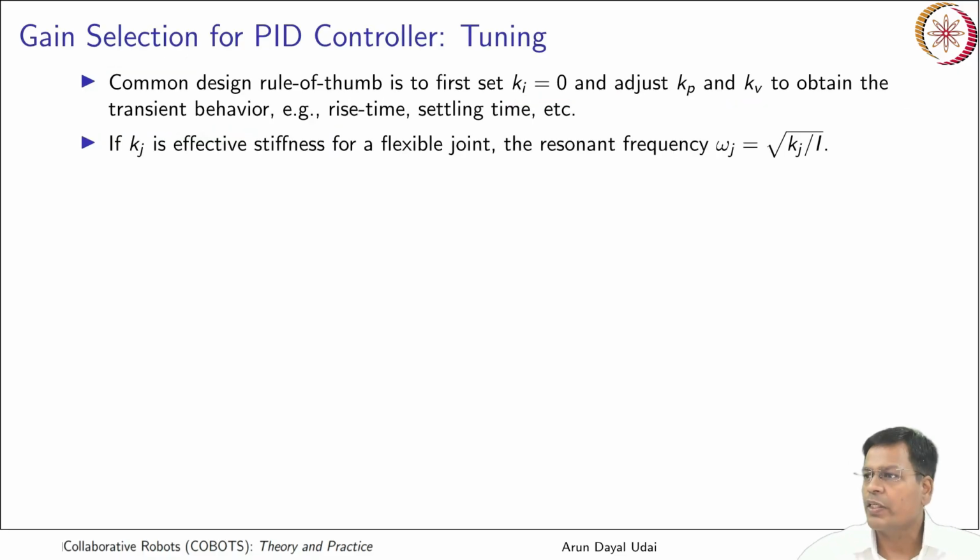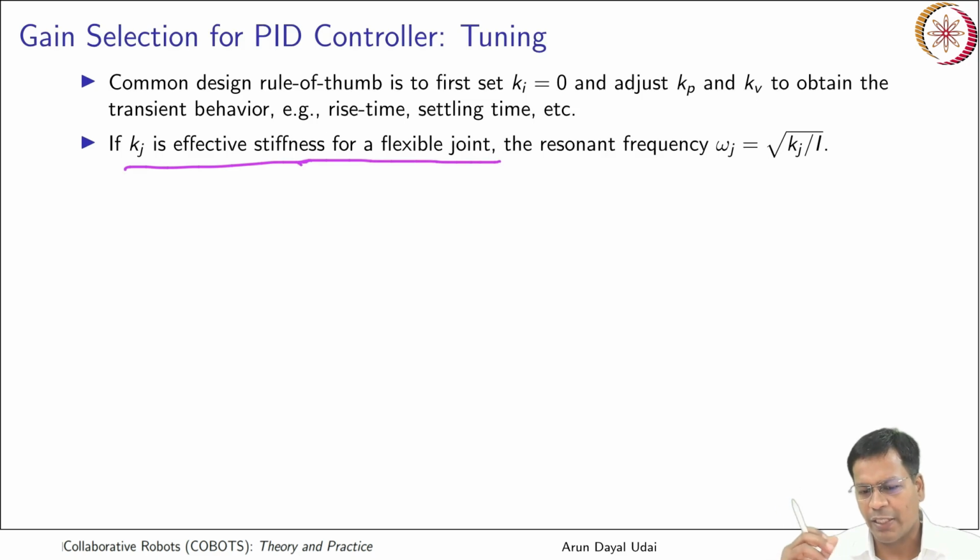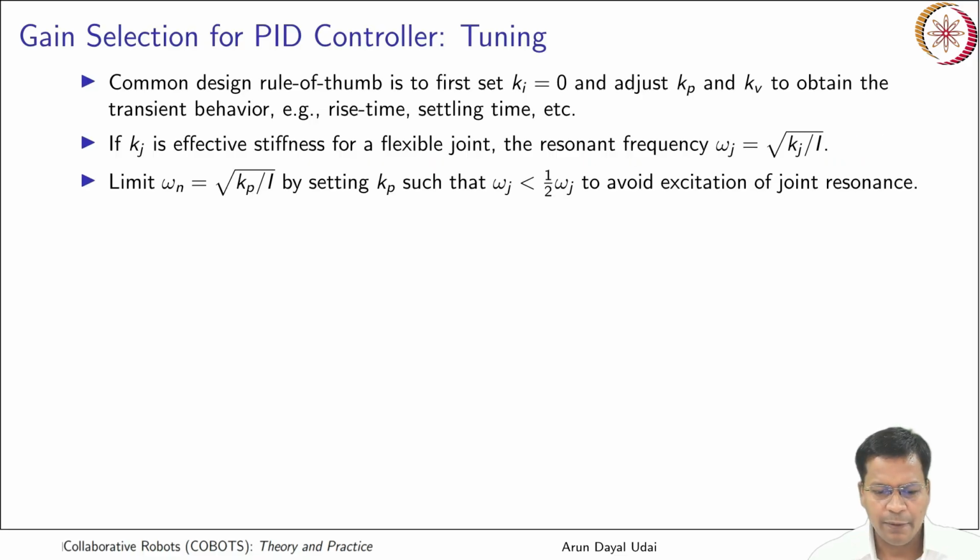Settling time. Kj is an effective stiffness for a flexible joint, which is not a stiff joint. It has damping, and it has a natural stiffness also. So it is resonant too. The resonant frequency is given by omega j equal to square root of Kj by I, where Kj is the joint stiffness and I is the inertia.